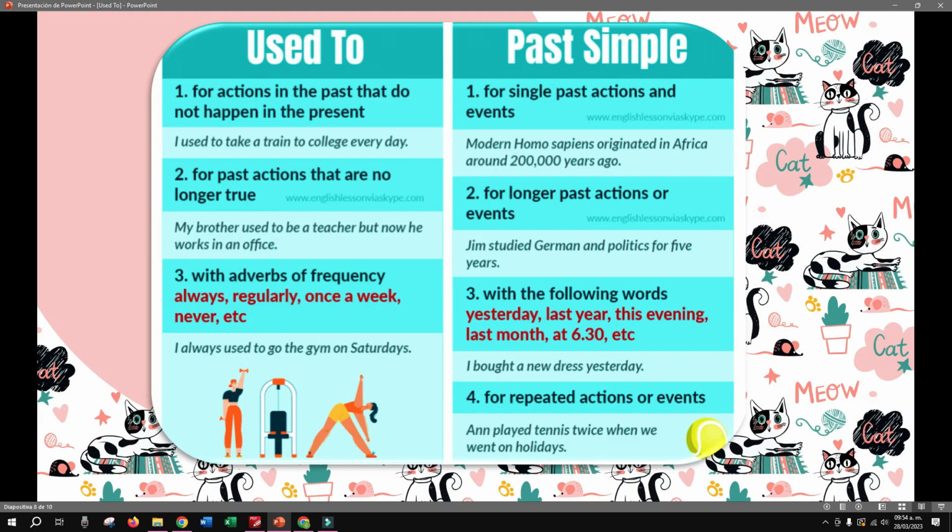And also for repeated actions or even events, right? I played tennis twice when we went on holidays. That is a repeated action or event, but that have already finished, right? So those would be like the difference between used to and simple past. Okay, so take into account those things and also the words that you can use at the end of the sentence in order to understand if you're going to use used to or only the simple past, right?